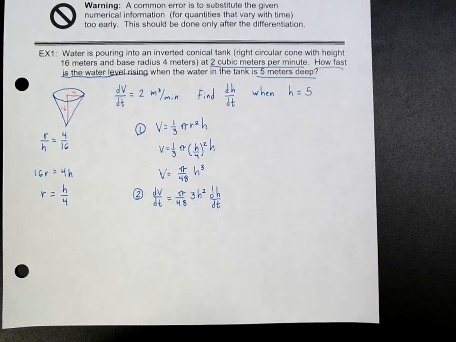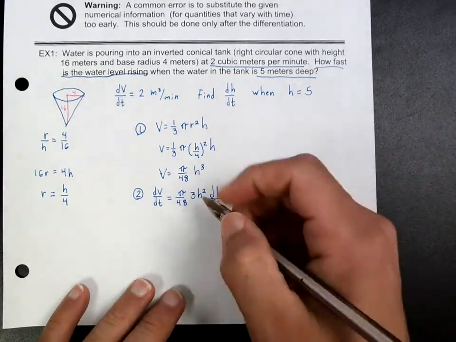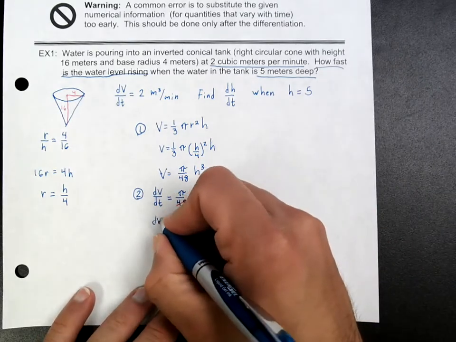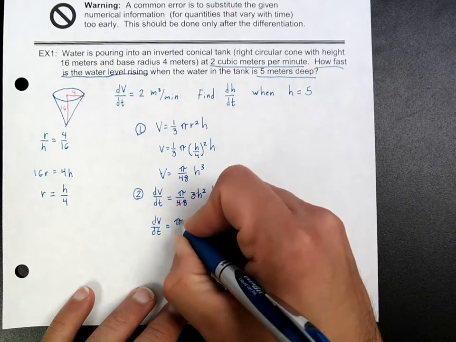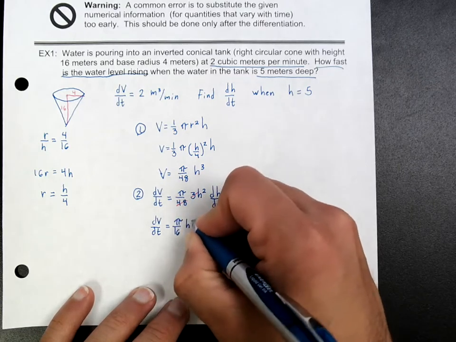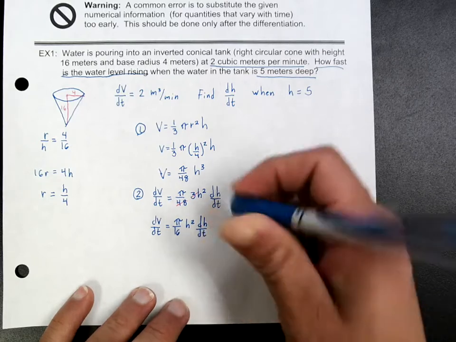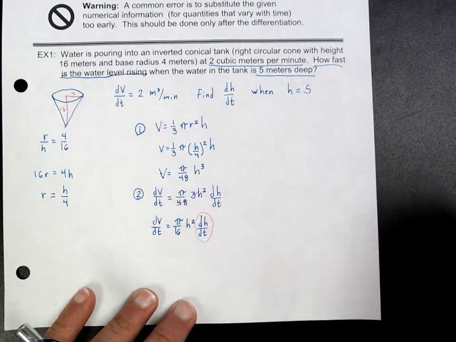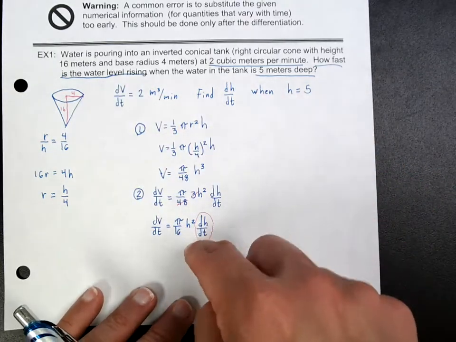Okay, so at that point right there, I'm going to try to simplify a little bit further. So notice that this right here would give me pi over 16 h squared dh dt. At that point, I'm going to plug, and I'm going to solve for this guy. That's what I'm looking for, right? And I have all this information, so I'm actually going to plug that stuff into this formula and solve for that.